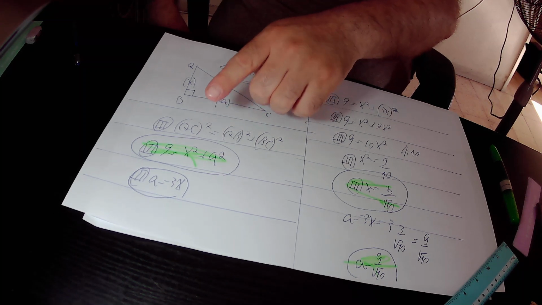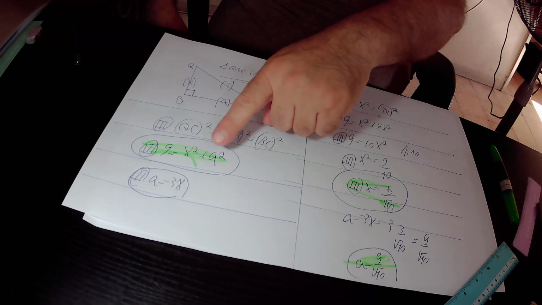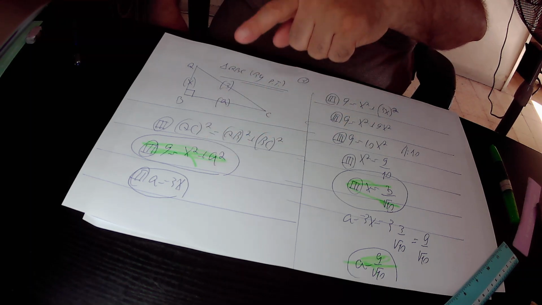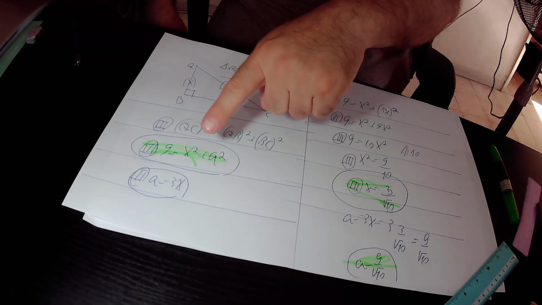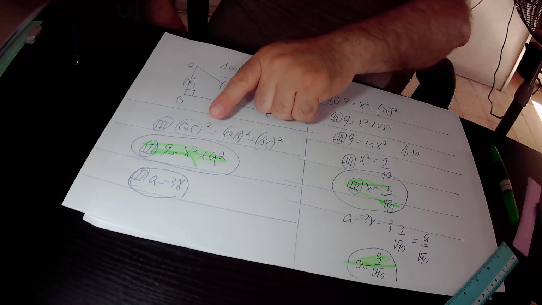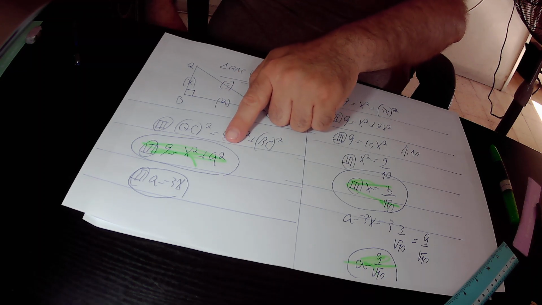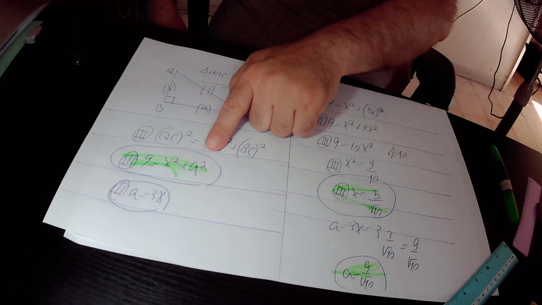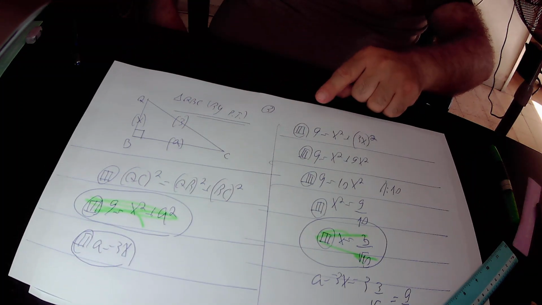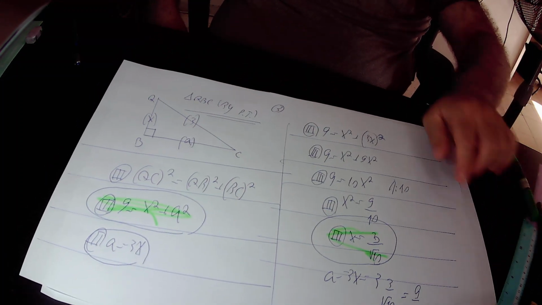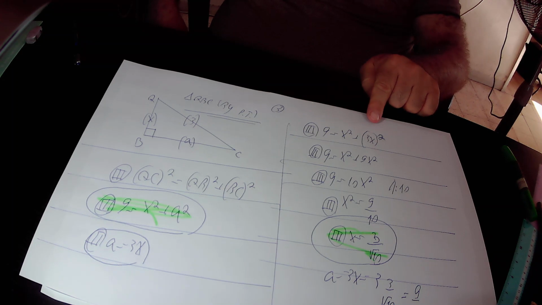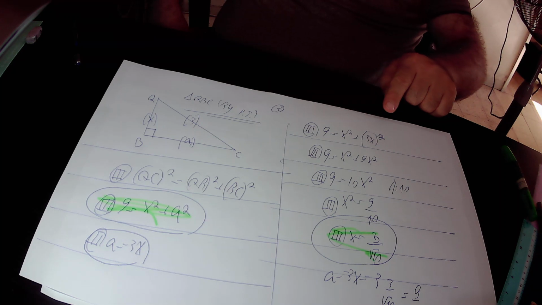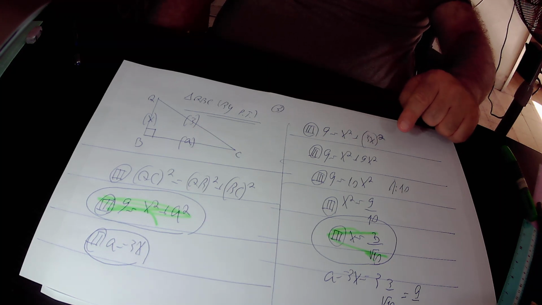But according to equation 2, we found that A equals 3X. If A equals 3X, it means that A squared equals 3X squared. Therefore, we can substitute A squared in equation 3 by 3X squared. We did it, and we find that according to equation 3, 9 equals X squared plus A squared, and A squared is 3X squared. So 9 equals X squared plus 3X squared.